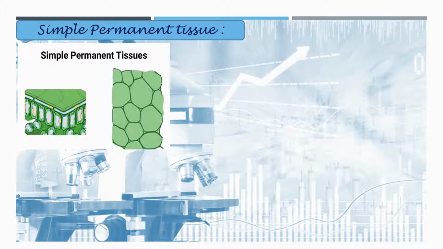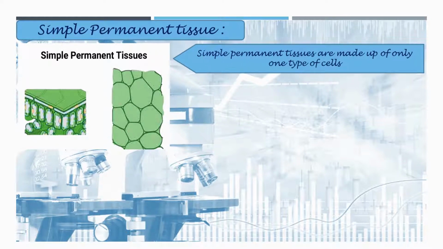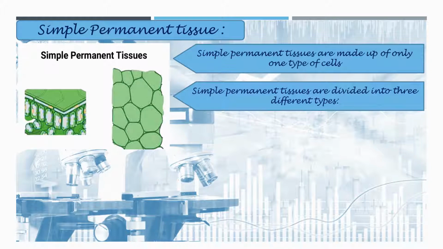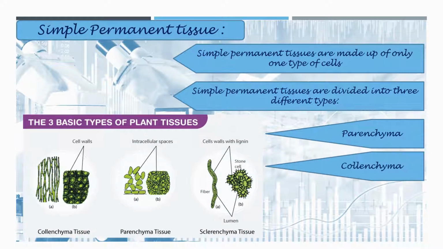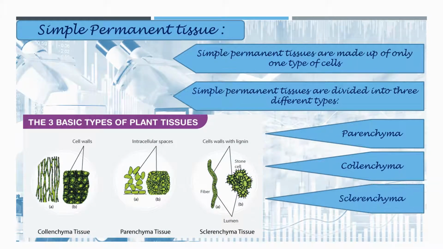Now let's learn about simple permanent tissue. Simple permanent tissues are made up of only one type of cells. And simple permanent tissues are divided into three different types, that is parenchyma, collenchyma and sclerenchyma tissues.